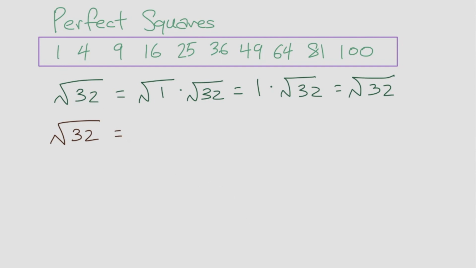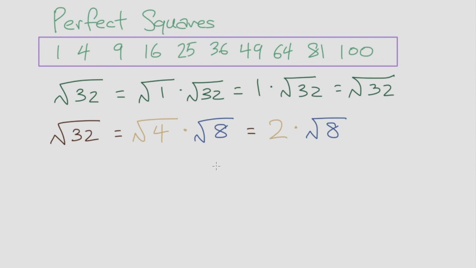But what about, say, 4? 4 times 8 is 32, right? So I'm going to write root 32 is equal to root 4 times root 8. Now you're going to see why I put that root 8 in blue in a bit. But first, we know that root 4 is equal to 2. So that whole thing is 2 times root 8.